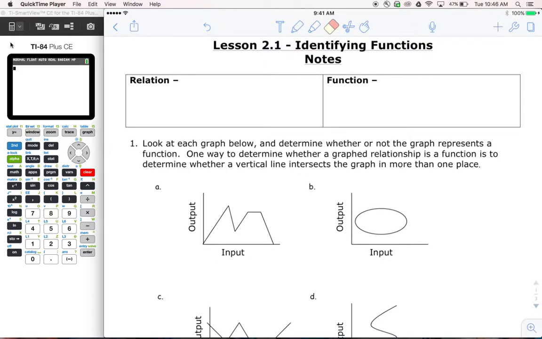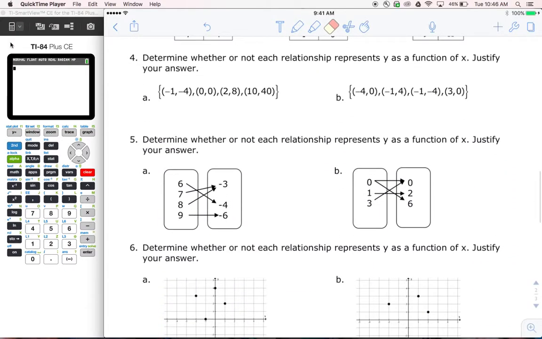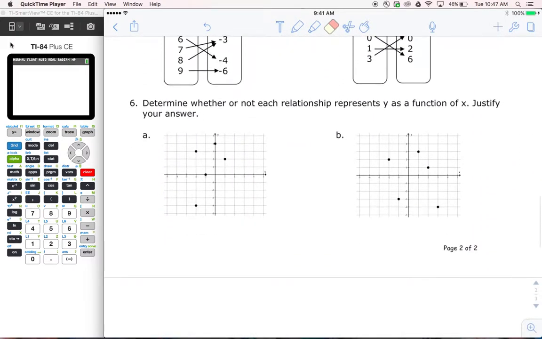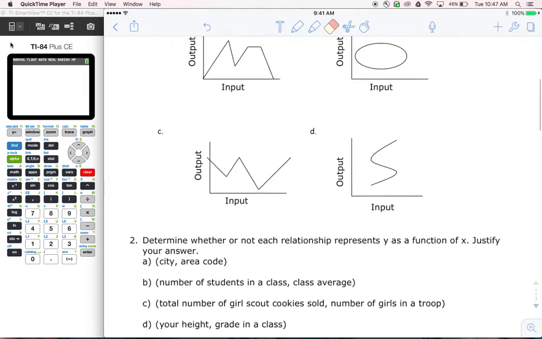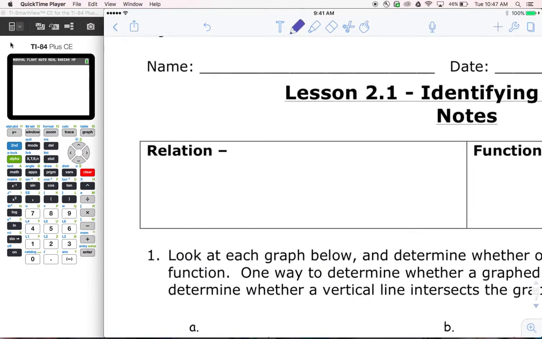Today we are talking about functions, and how to identify a relationship that is actually classified as a function versus something that's just called a relation. Every single graph and table and set of points and maps, all of these things are relations. Relations are just really super general. A relation is just any set of ordered pairs, any set of related x and y.